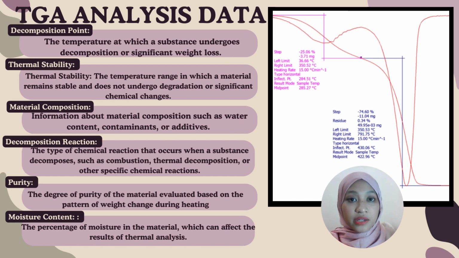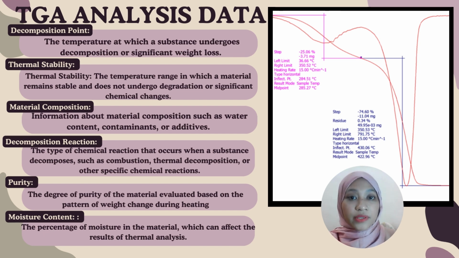Next, decomposition reaction. The weight change shown on the TGA graph reflects the kind of chemical reaction that takes place during the breakdown of a substance, such as combustion or thermal decomposition. For instance, gases or light products may originate from the sample or emerge at a specific temperature. In addition, purity. The TGA graph can be used to evaluate the purity of materials by monitoring the pattern of weight change during heating. The residue left after the decomposition stage gives us an idea of how pure the material is. Last but not least, moisture content. Although there is no evidence in the graph, the material's moisture content might influence the way it decomposes or burns, which can impact the thermal analysis findings.